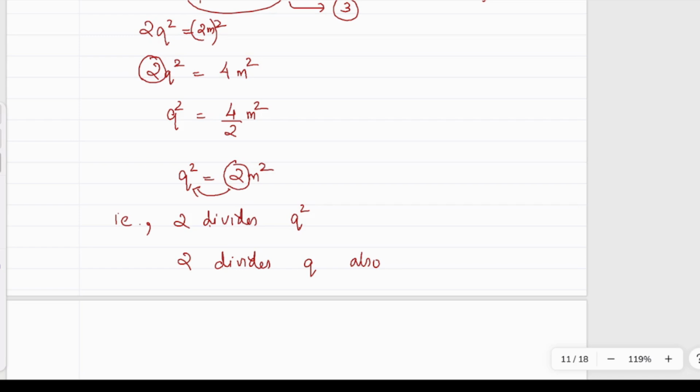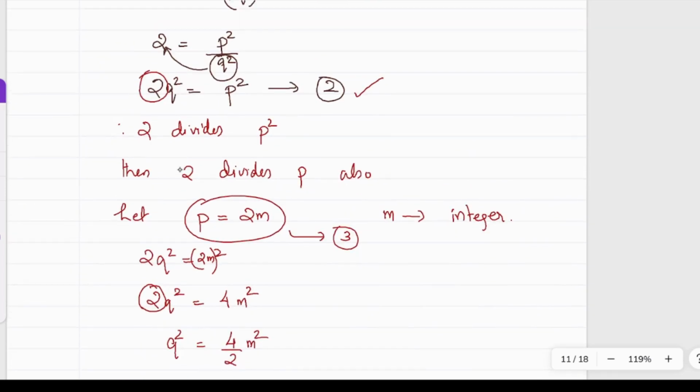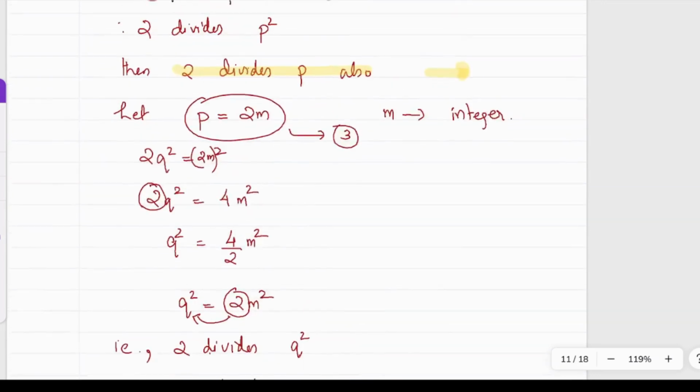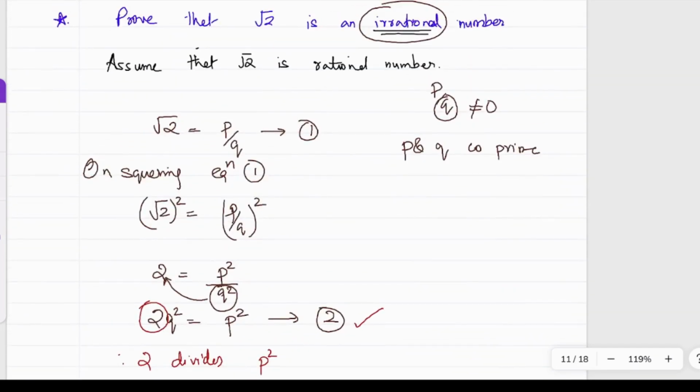P and Q have no common factor other than 1, because from both the cases, from this one and from this one, we can tell what? 2 is also a common factor of P and Q, right? Here you can see that 2 divides P. Here also you can see that 2 divides Q. So it means 2 is a common factor of both P and Q. But in our question, we started with what? P and Q are coprimes. Coprimes means they have only 1 as the common factor.